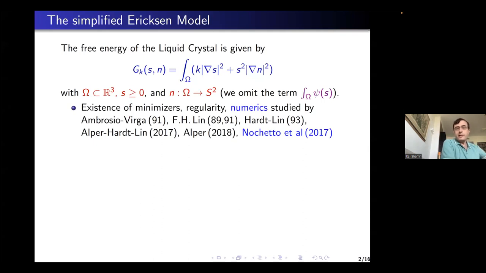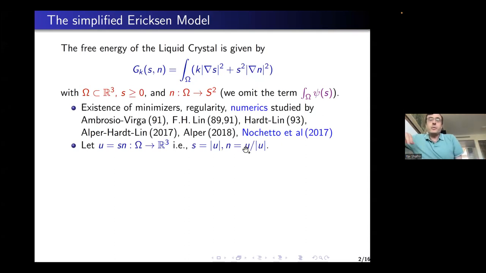Now, quite a few authors worked on this model, dealing with different aspects: existence of minimizers, regularity, numerics, notably by Lin, Ball and Lin. Numerics was done by Nochetto and his collaborators. There's an equivalent way to present the energy by working with a single unknown U, taking values in R3. U is defined to be S times N, which means that in the original model, S is the norm of U and N is its orientation, U divided by the norm.